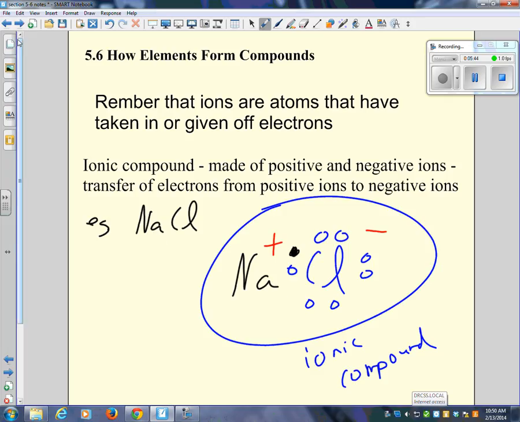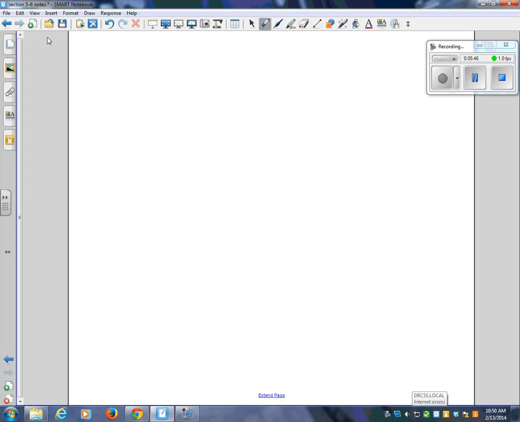Now the other one that they're talking about there in the book is calcium and fluorine. Let's do this one. Calcium and fluorine. I'm going to do the same thing here. Look at your periodic table. How many does calcium have in its outer shell? I think it's in column 2. Yeah, it's in 2. So calcium has 2.